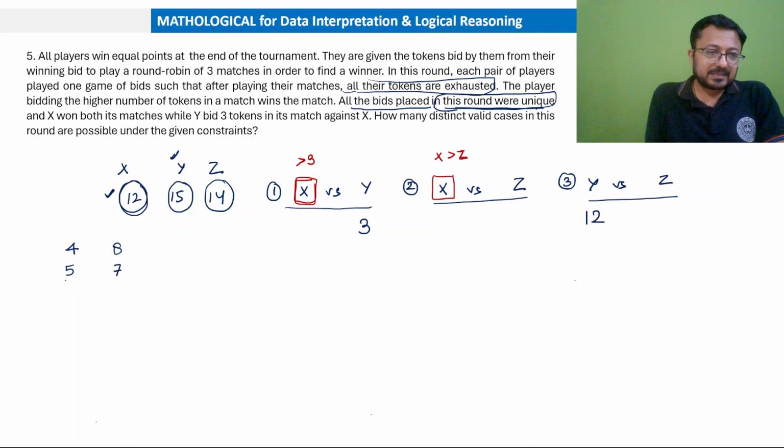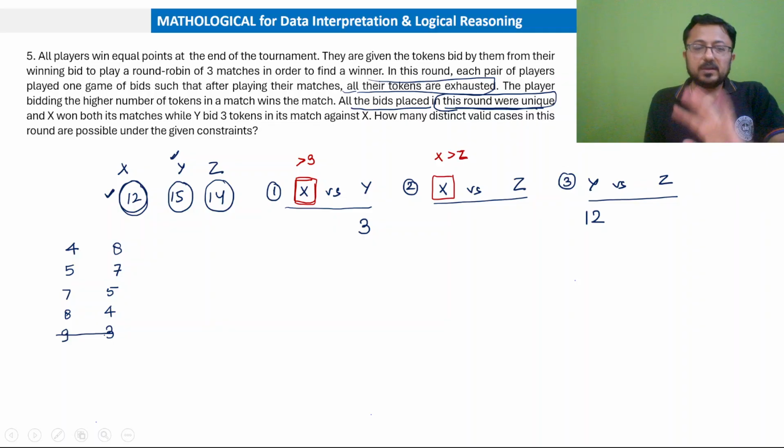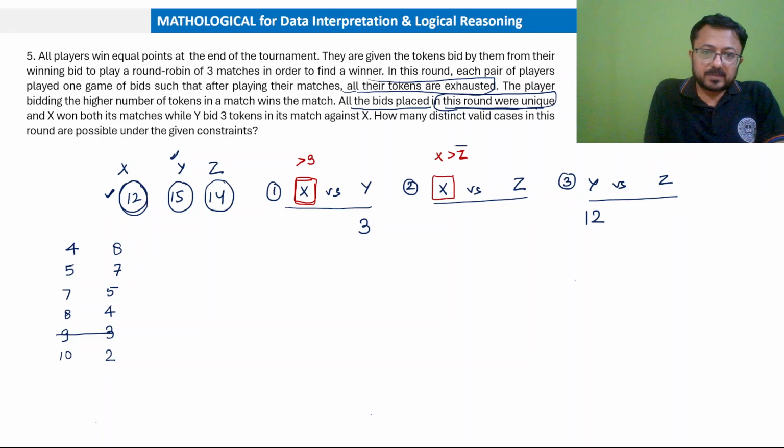एंड देन 6 एंड 6 के बाद में क्या बचेगा हमारा 7 एंड 5, तो 7 एंड 5 इज ऑल्सो पॉसिबल. 8 एंड 4 ठीक है पॉसिबल होगा. 9 एंड 3, 9 3 नॉट पॉसिबल बिकॉज 3 बिड्स Y ने ऑलरेडी प्लेस की हुई है. एंड देन 10 एंड 2 वुड बी पॉसिबल बिकॉज यहाँ पे पॉसिबल है कि X 2 बिड्स प्लेस करे, 2 टोकन्स बिड करे और Y Z 1 कर दे, तो वो भी एक पॉसिबल होगा.